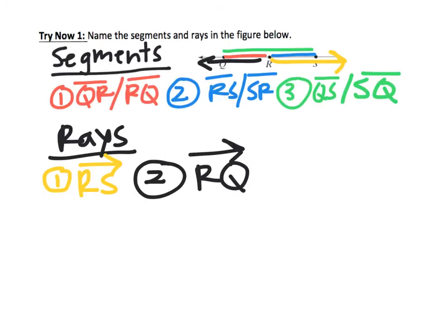All right, there are your answers for try now number 1. Notice I have 2 options for each of my segments. Either one of those would work, but you should have 3 different segments named. And for the last one, we have 2 options for rays. Both of those need to start with R, and they both need the arrow on top pointing to the right. If you're missing either of those elements, you named them wrong.